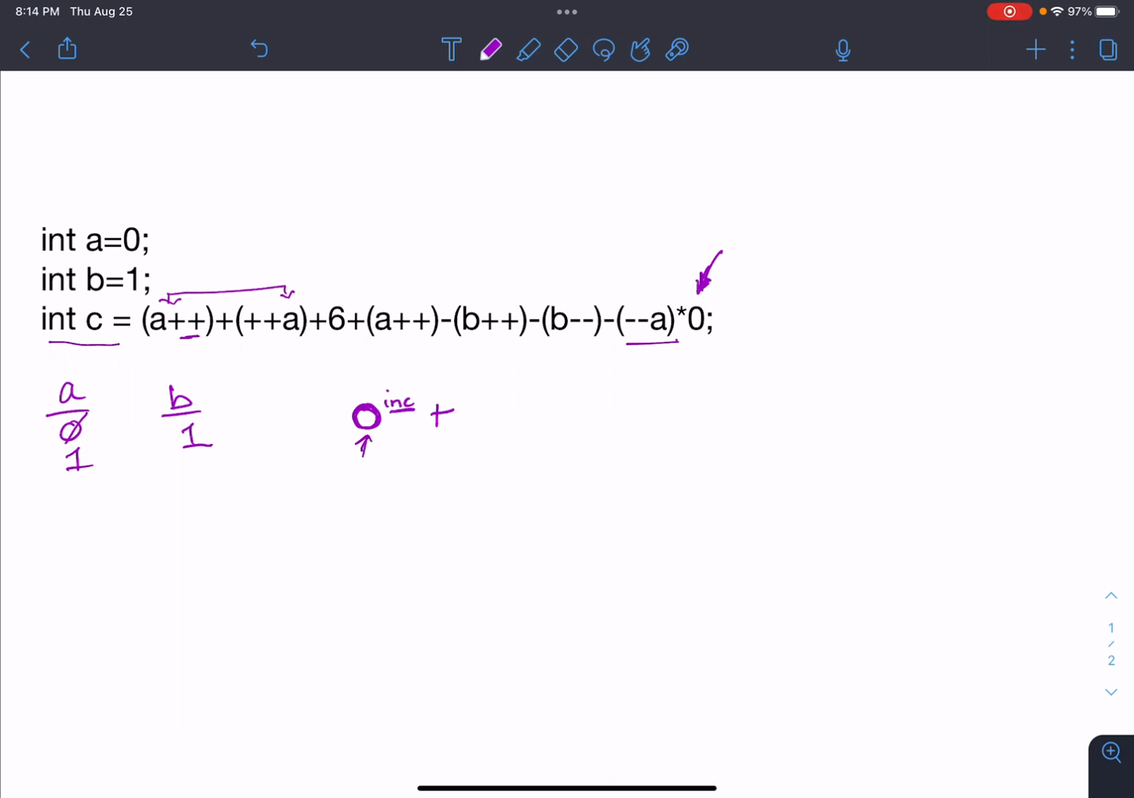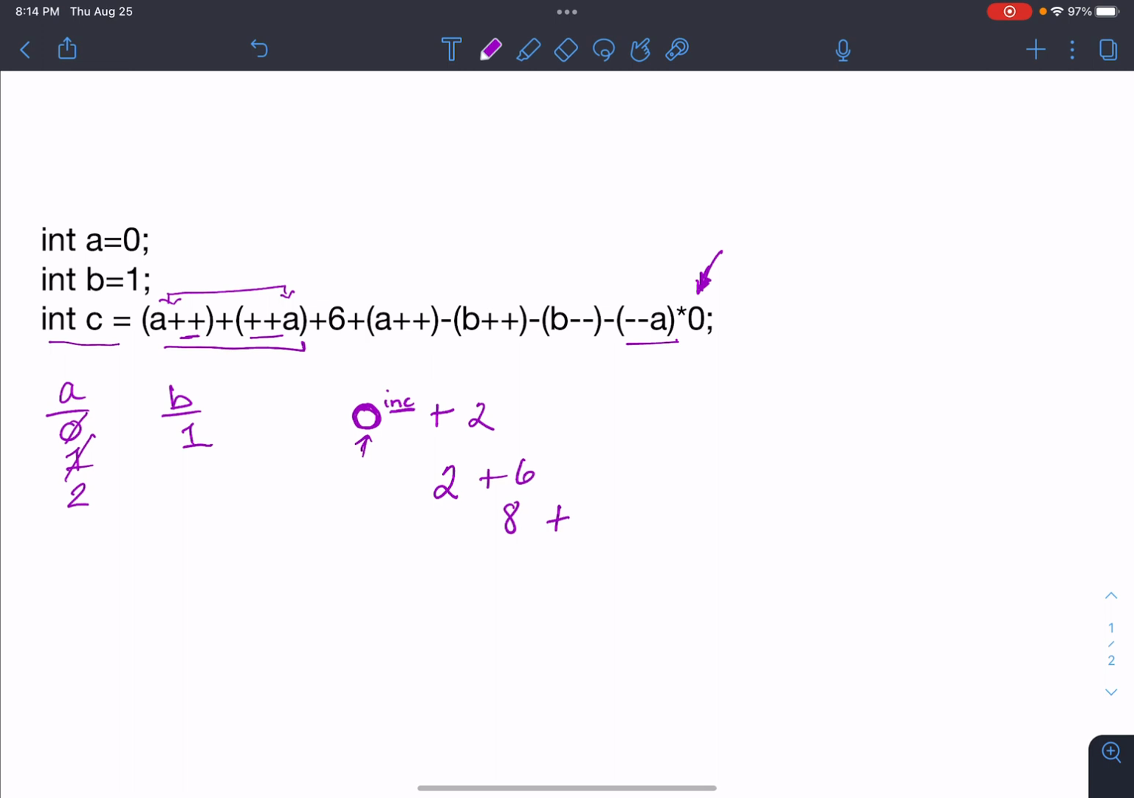And then plus, now this happens right away. The plus would come first, so we would change it to 2, so that we have 0 plus 2. So we're at 2 here. From here to here, we're at 2. And then it's plus 6, so now we're at 8.